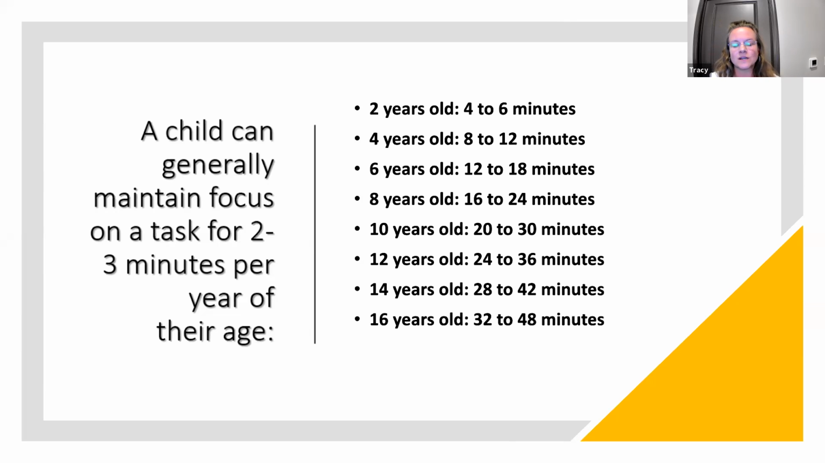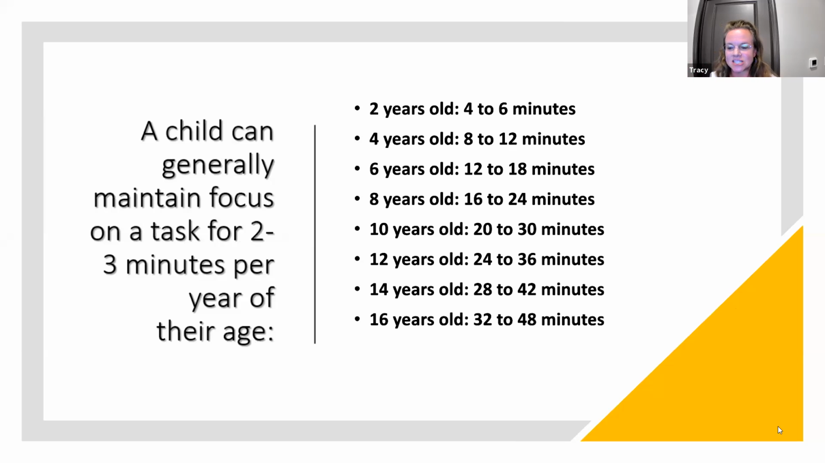Knowing what's expected, there are limits for everybody, and we think that every kid just doesn't have the attention for things, but they're only expected to have so much attention. And it gets longer as we get older. So I think that's just a good thing to keep in mind.